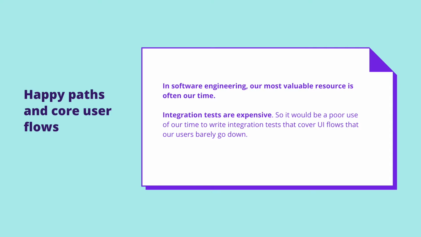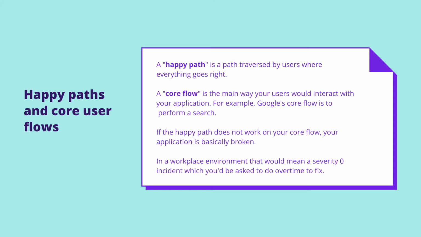Integration tests are expensive. So it'd be a poor use of our time to write expensive tests that cover areas that our users aren't affected by or that we don't particularly care about. In those situations, unit tests might be enough to cover what we need. So often, we'll start by writing a test that covers the happy path on our core flow. A happy path is a path traversed by users where everything goes right, and a core flow is the main way that your users are expected to interact with your application.